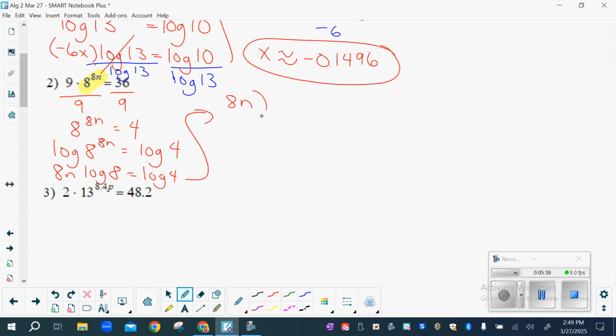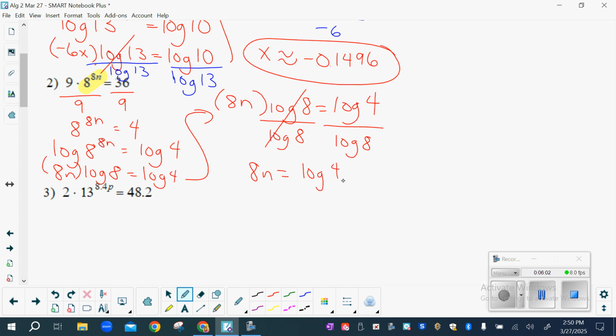And so we have, so then what did you say the next step is, Tristan? Divide by log 8. So these cancel. We get 8n equals log 4 divided by log 8. Not yet, because you have to take the log of the number first and the log of the other number. Oh, divide by 8. So now we want to divide by 8, and we get n is. So if you were not here yesterday, my suggestion would be to get a calculator out and do this along with me while I'm doing it.